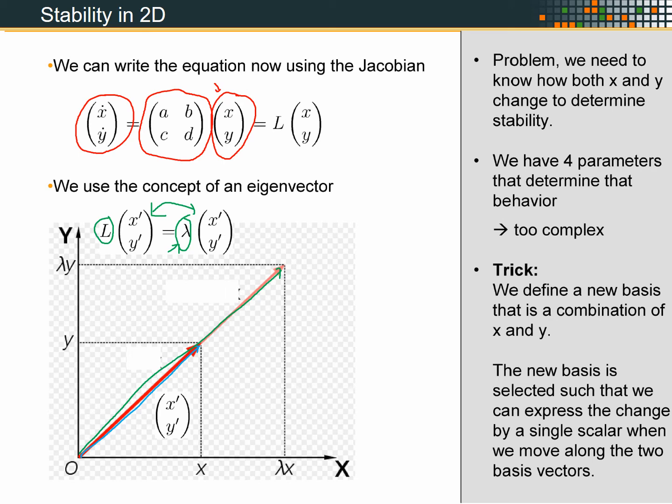That means we will look for a vector field for which we are pointing in the very same direction. And then we will analyze only in this direction whether after the application of the matrix the vector is shorter or longer. And if it's shorter, then the point is going to the fixed point. And if it's longer, it will be repelled. So that means it's all in the information of the lambda that we are looking for.